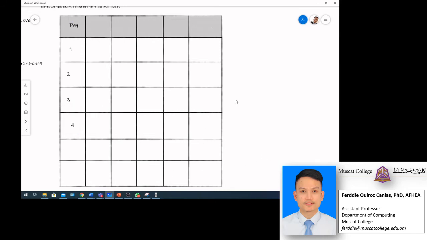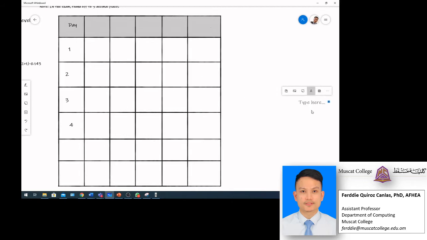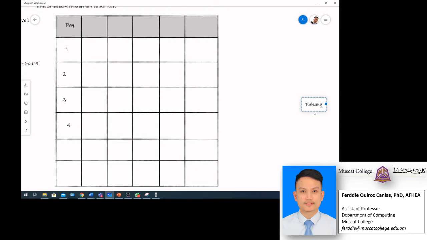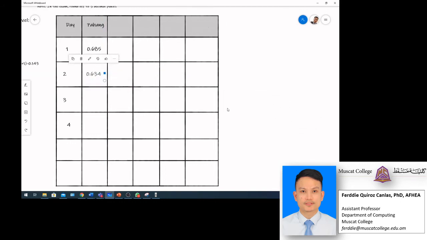Then after this, let's go with the Pahang. The first one is Pahang, right? So let me just write it here at the top. The first one for Pahang is 0.685. We're just doing the summary, okay? And the other one is 0.634. Then we have 0.701. And the last one is 0.365. So these are the values we calculated last time. And the next river is Soy.